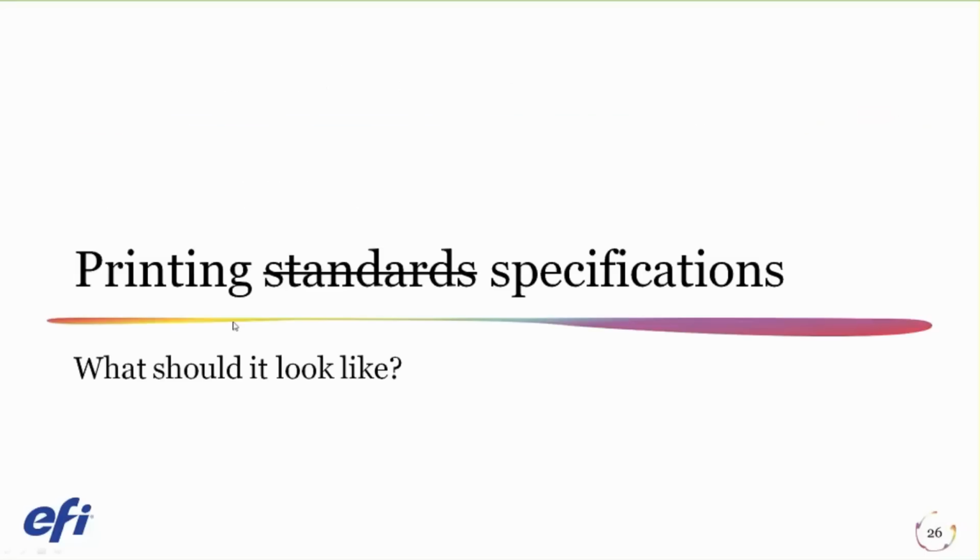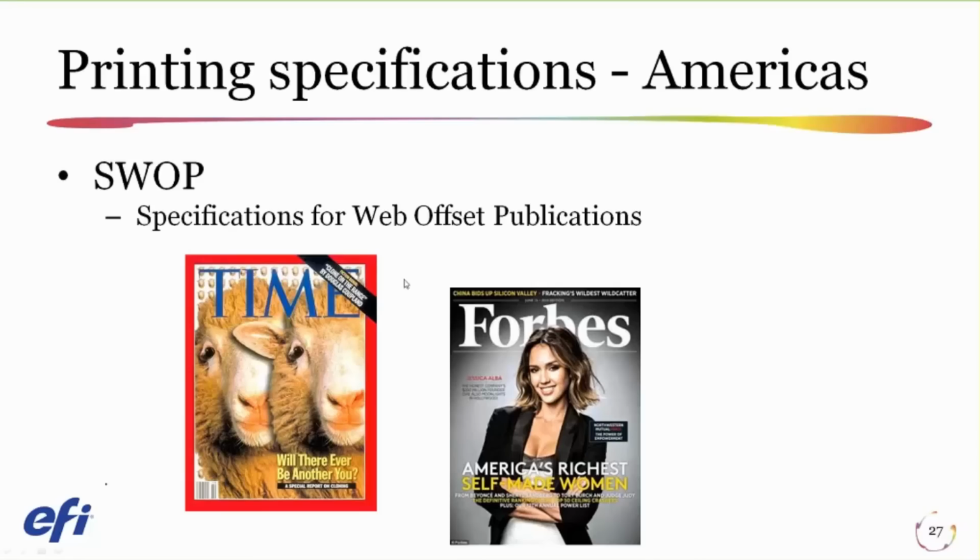All right, let's move on to printing, not standards, but printing specifications. What do we want the image to look like? In the Americas, we have a number of printing specifications. We have SWAP, which is the specifications for web offset publications. That's your magazines, are often specified as SWAP.